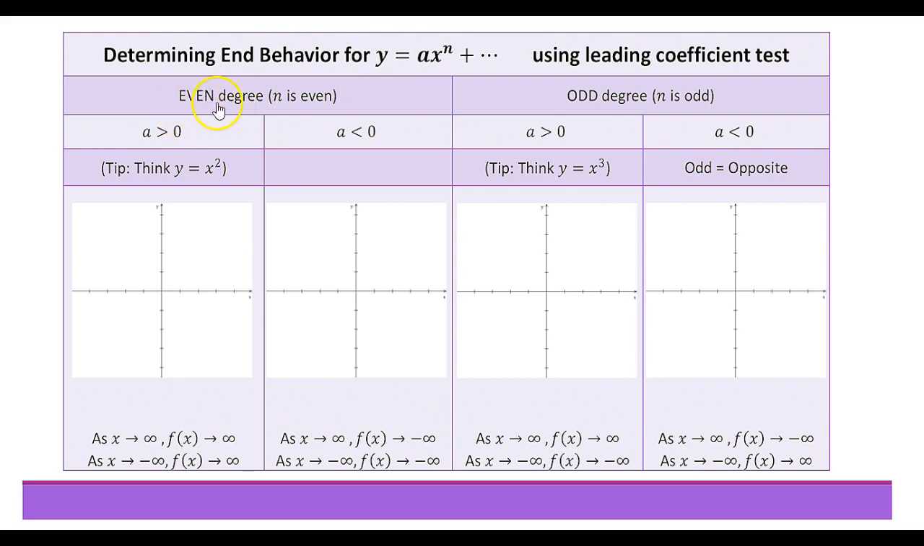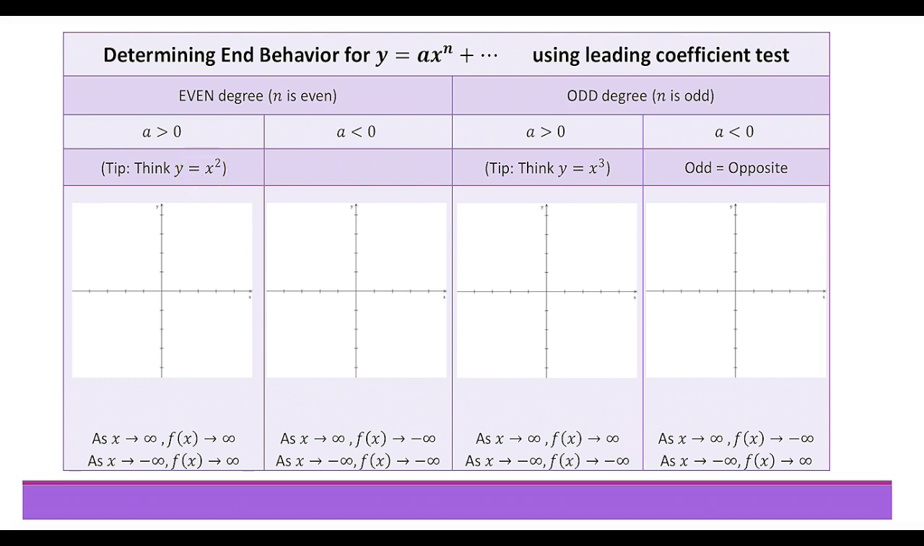So if I have an even degree polynomial, so n in this case is even, then there's two possibilities at that point for the value of a being the leading coefficient. A could either be greater than 0, meaning a is positive, or a could be less than 0, meaning a is a negative value. So my tip for this is to think back to our familiar function y equals x squared. This is an even degree with a positive leading coefficient. The leading coefficient is 1.